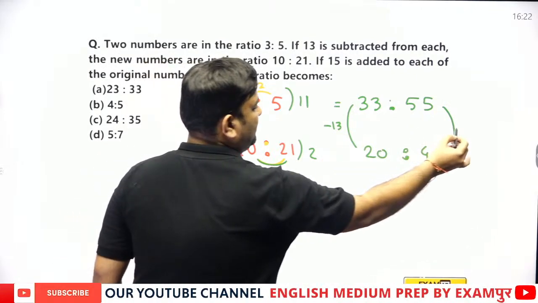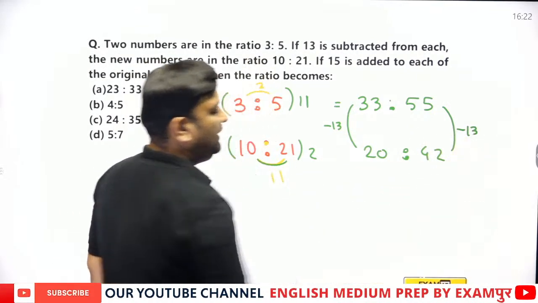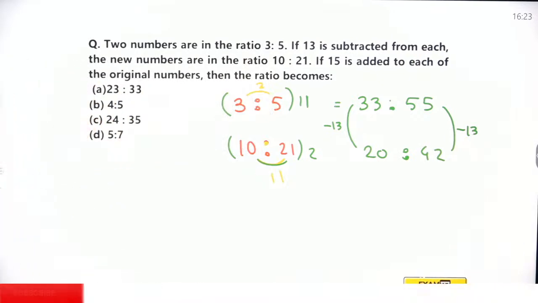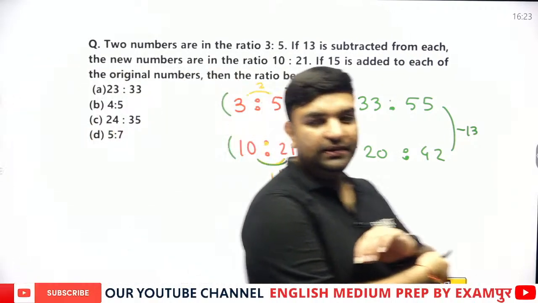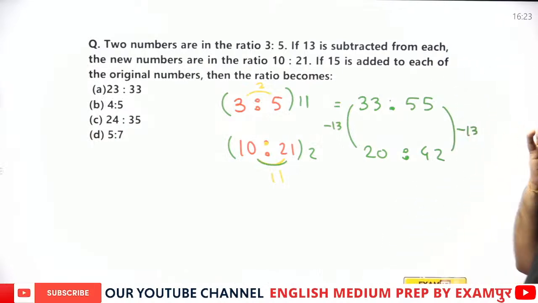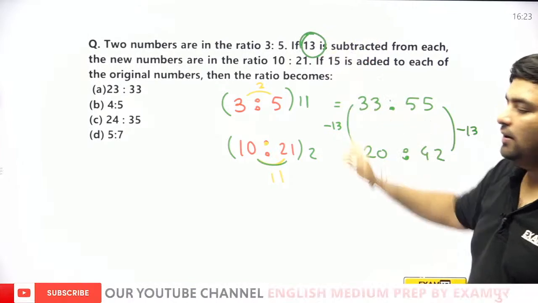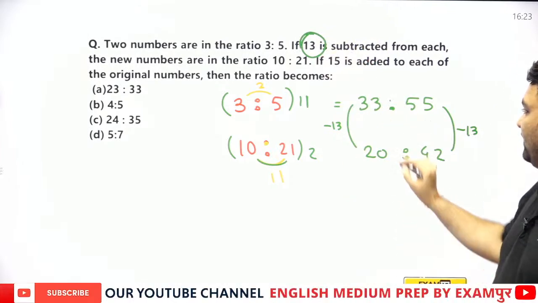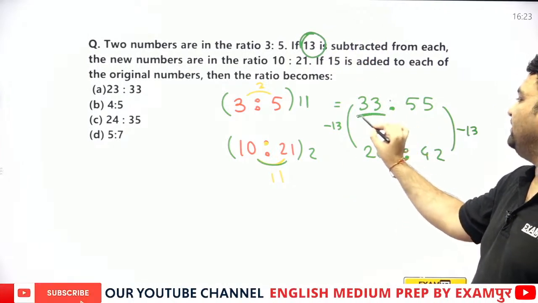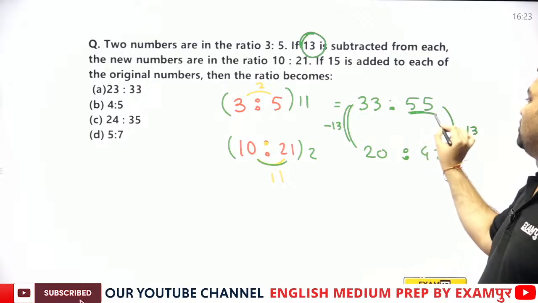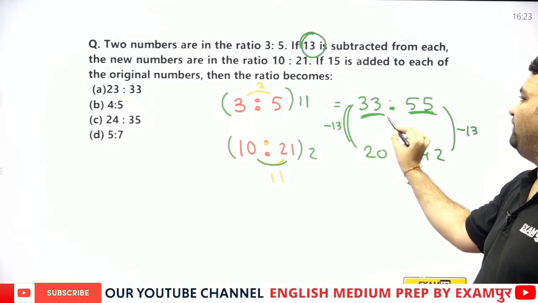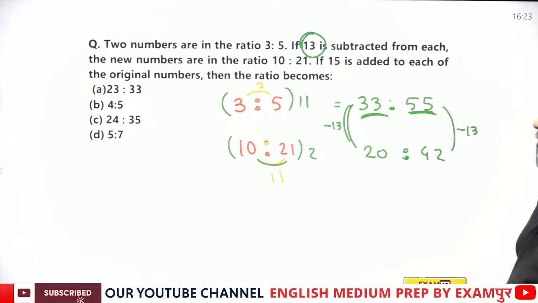It's 13 subtraction in both the cases, and the question is also saying 13 is subtracted. So your real numbers are 33 and 55.